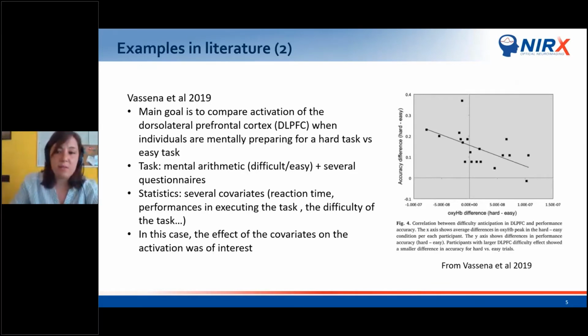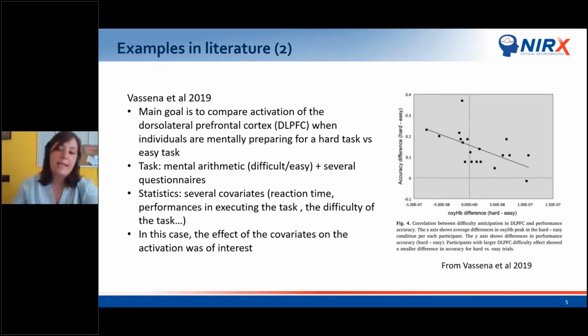And the task was mental arithmetic, and they had also several questionnaires, and in this case they entered really several covariates related to the performance in executing the task, the reaction time, even the mood before the experiment, the mood after the experiment. So they entered many covariates, and some were confounds and some were actually of interest. As you can see here in the figure that I took from the paper, they plot the accuracy as a function of the activation difference between difficult and easy task.